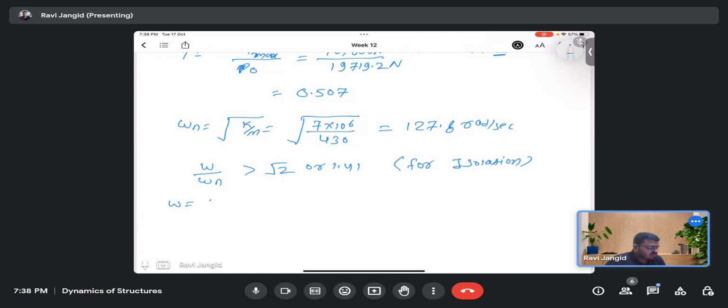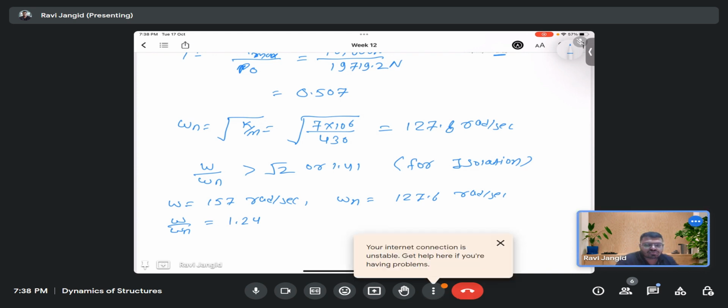As omega is given to you, 157 radian per second, omega n is how much? 127.6 radian per second. So omega by omega n, how much are you getting? 1.23, which is less than root 2.